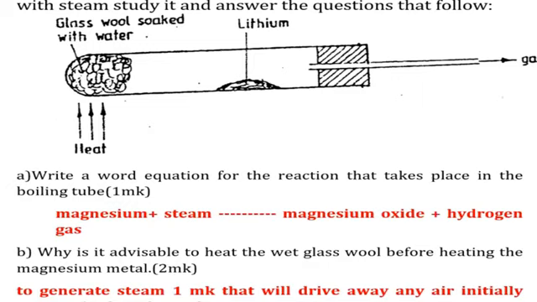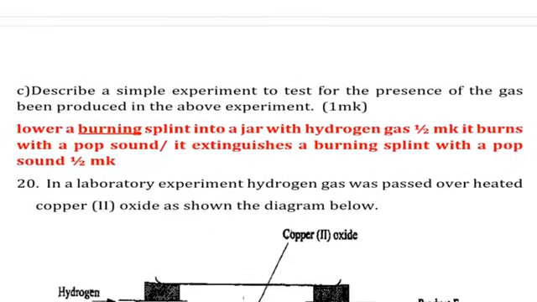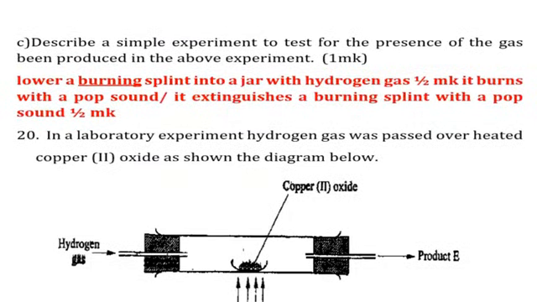B, why is it advisable to heat the wet glass wool before heating magnesium metal? Why is it necessary to do that? To generate steam that will drive away air. It will drive away any air initially present in the tube. Very technical question there.